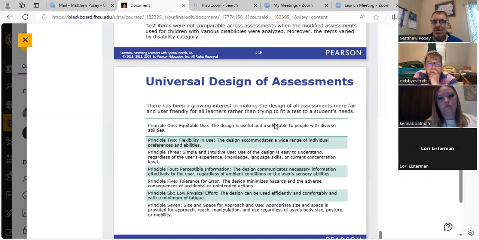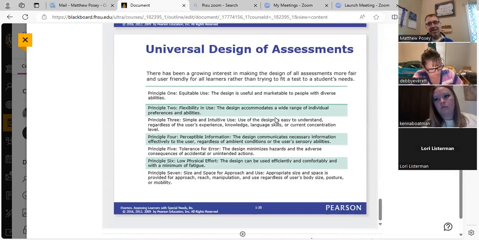Perceptible information. So basically, the design of the assessment communicates necessary information effectively to the user. Tolerance for error, basically the design of it minimizes any hazards or adverse consequences. And then looking at low physical effort, the design can be used efficiently and comfortably with minimum fatigue. That's something I have to keep in mind when we're doing the assessments with the little guys, young ones, when we're testing them, is having to break that up a little bit more so they don't get fatigued.